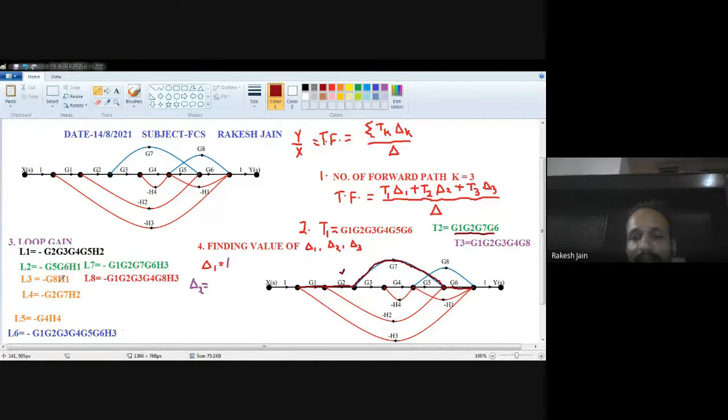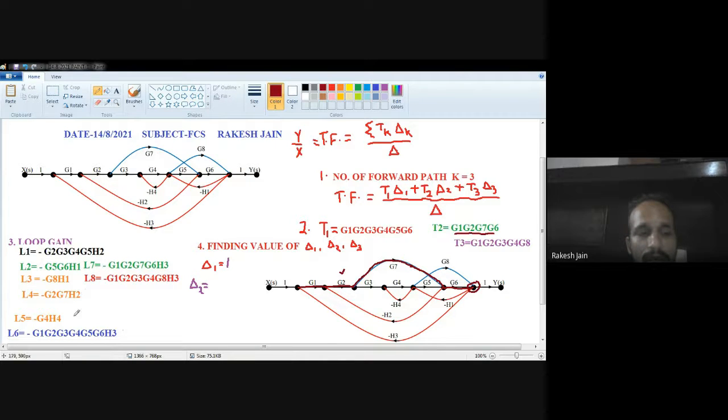Now loop L3 is G8, H1. In G8 and H1, the first node is definitely non-touching, but the second node touches the line of G6. So we say this is also touching. Now the loop L4, G2, G7, H2. But G2 and G7 both are part of the second forward path. So this one is also a touching loop, and it is not in my category of non-touching.